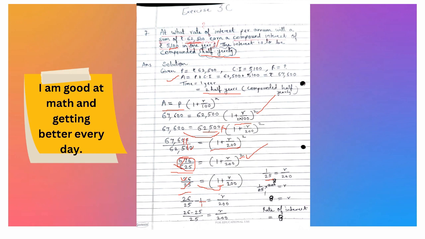Now I want to find out the value of r, the rate of interest. So 1 upon 25 I will keep as it is, and this 200 which is divided here, I'll shift to this side, where it will be multiplied. So I will write multiplied by 200. In 25's table 200 is there, 25 eights are 200. So r is equal to 8. So the rate of interest is 8. I hope you understood this.